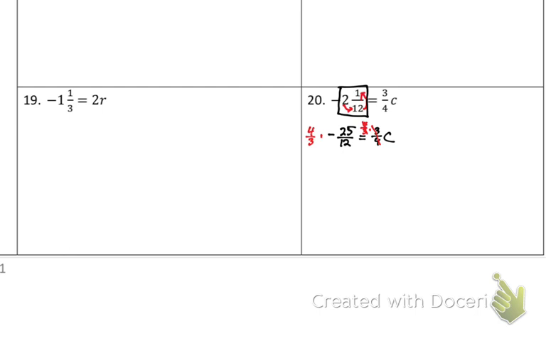Now let's practice like I don't have my calculator on me, okay? When you multiply fractions, you multiply straight across. So we'll do 4 times 25, and we'll do 3 times 12.